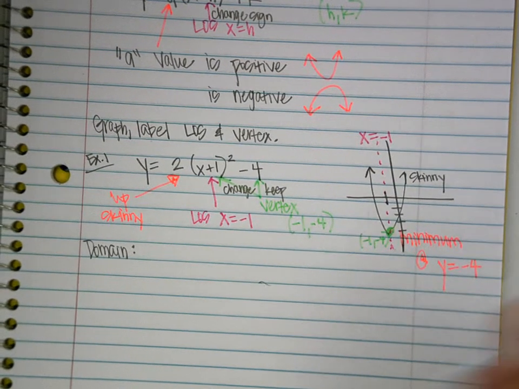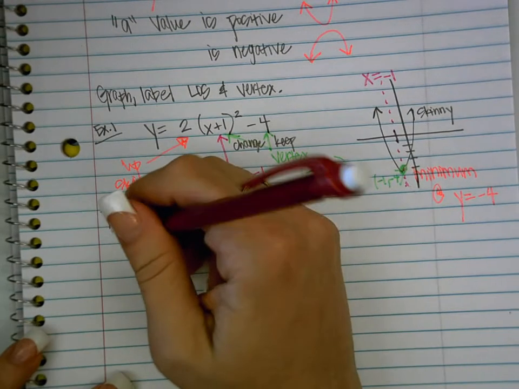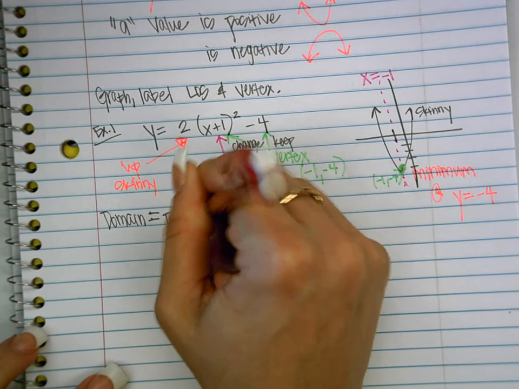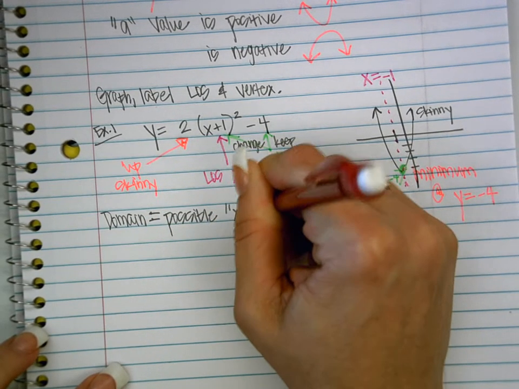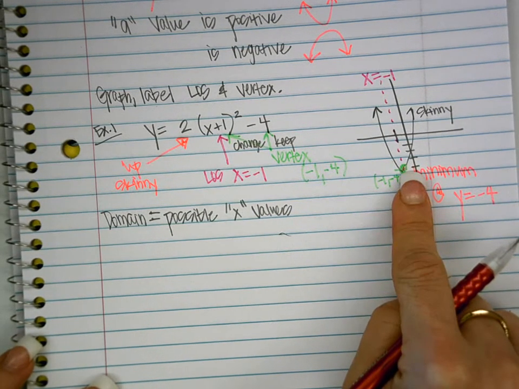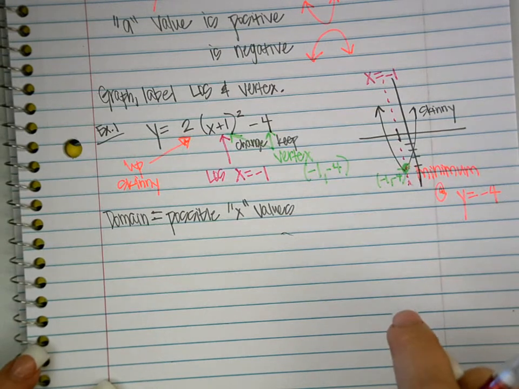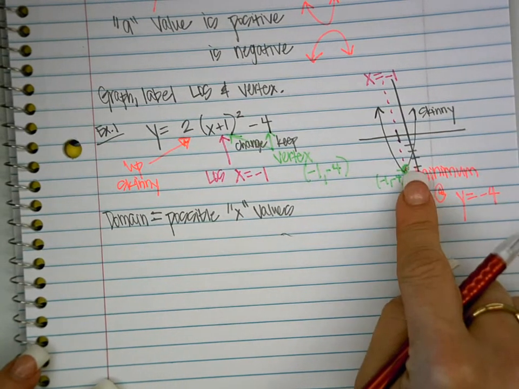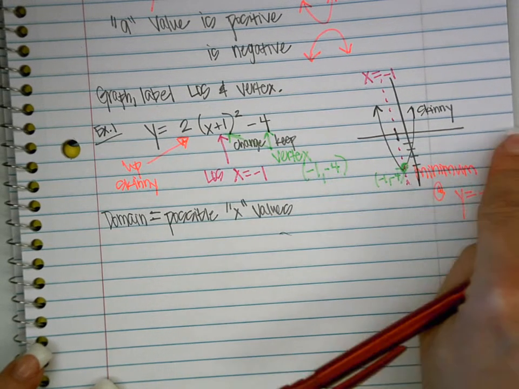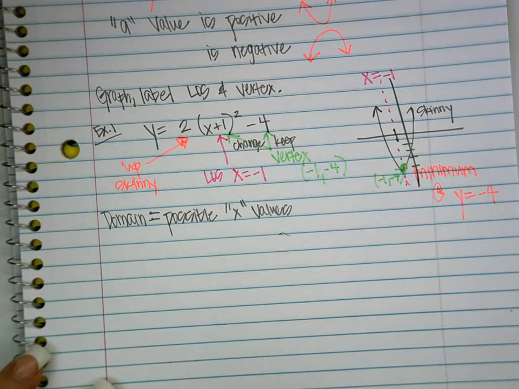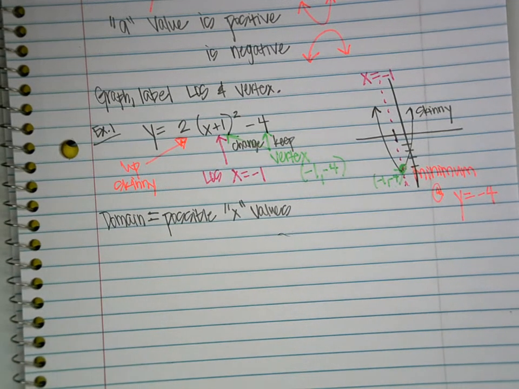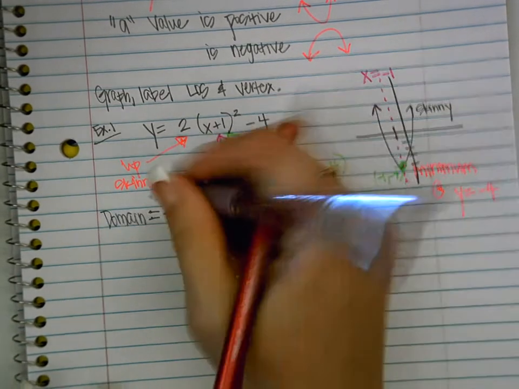Okay, domain and range. Domain is all the possible x values. Is there any limitation to the possible x values you could have in a parabola? No, because a parabola, even if it's really skinny, could eventually get wider and you could get all the different x values. Yes. Okay, the domain for every single parabola is always all real numbers.